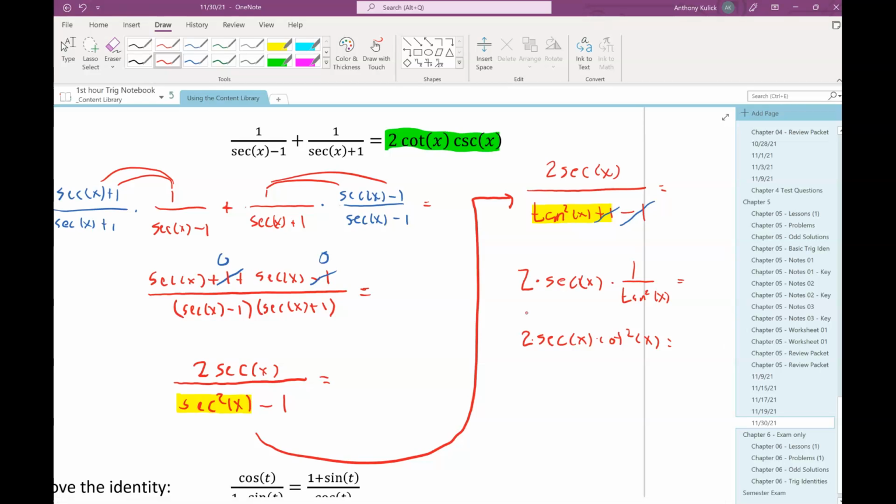So far, so good. Now, if I look at, again, what I'm looking for, it's like, hey, 2 cotangent. Well, I have a 2, and I have a cotangent squared. But cotangent squared is just cotangent times cotangent, right? So I'm going to break the cotangent squared piece up.